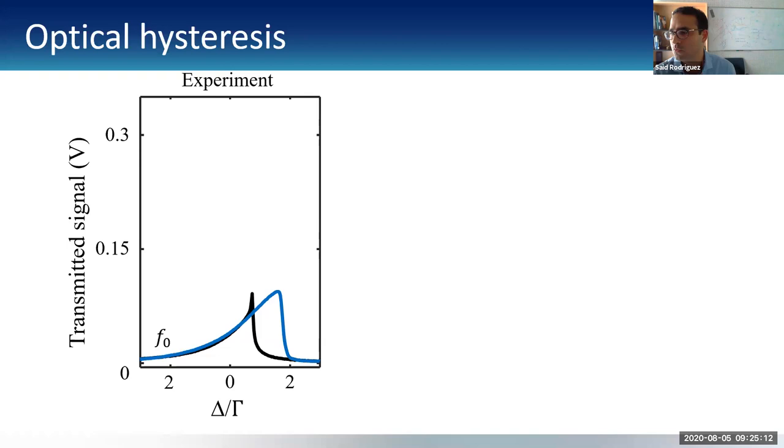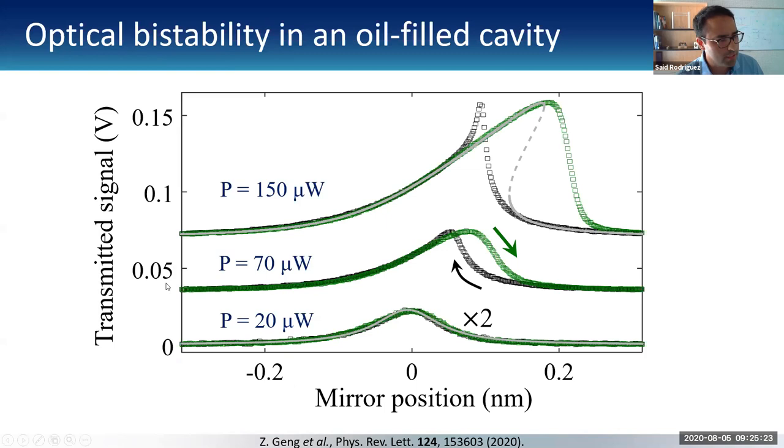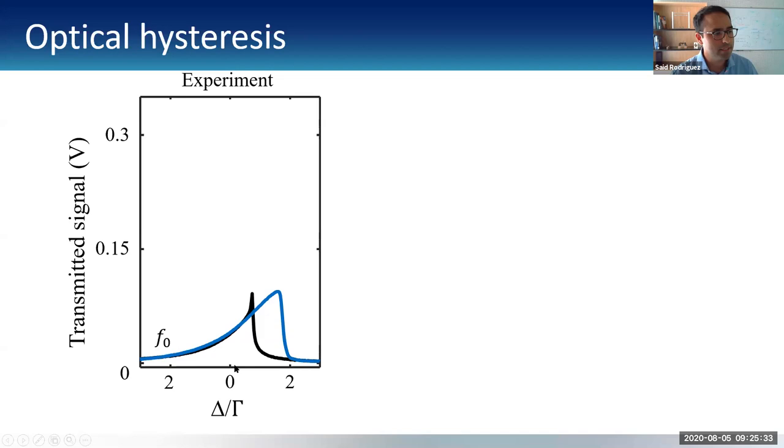So these are measurements of the average hysteresis for F0, where I have now converted the range of mirror position. This was in nanometers, right? So this was the displacement of our mirror. I have now converted it to a detuning delta, which is the frequency difference between the cavity resonance and the laser frequency, divided by the linewidth. And this linewidth we get from the linear spectrum, basically from this one, right? And so this is the hysteresis at F0.